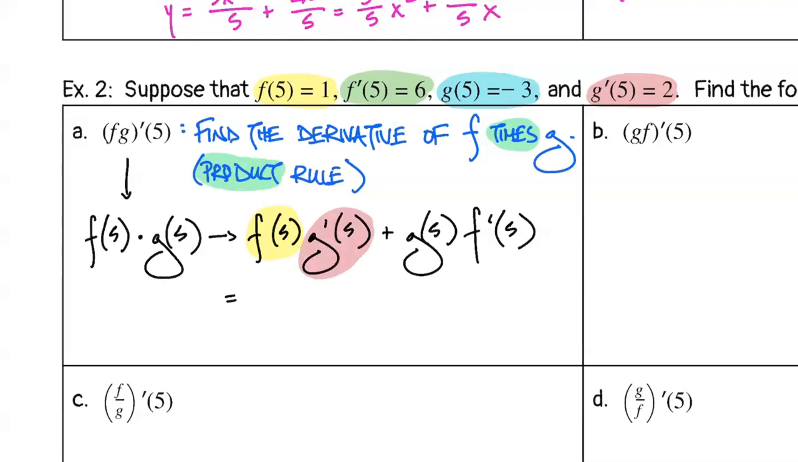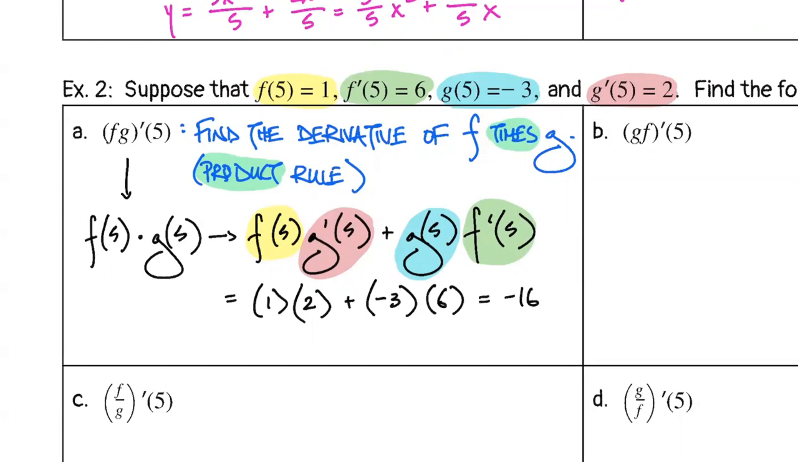All right, what can I replace g of 5 with? Good. G of 5 corresponds to that light blue one, which is -3. And then f prime of 5, I can replace with 6. And so I'll end up with 1 times 2 plus -3 times 6. And so that will give me 2 minus 18, which gives me -16.